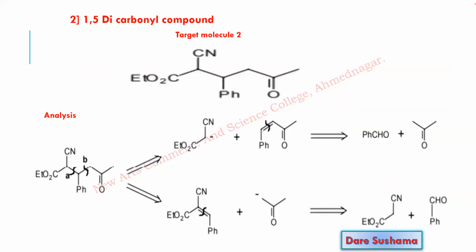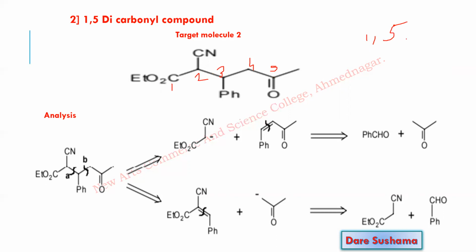Now the next target molecule. In this target molecule, again you can see so many different functional groups. The COOEt group is there, the cyano group is there, and this carbonyl group is there. Now find out the relation among these. This carbonyl group is there, so I number it as 1, here is 2, here is 3, and 4, and 5. So which relation do we get? We get a 1,5 relation.